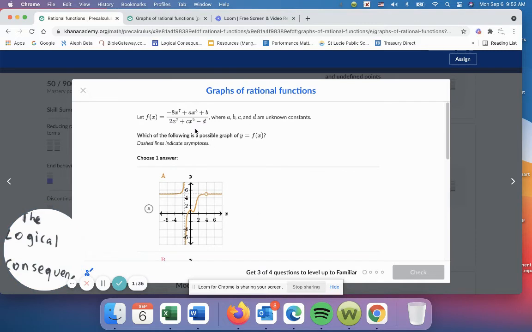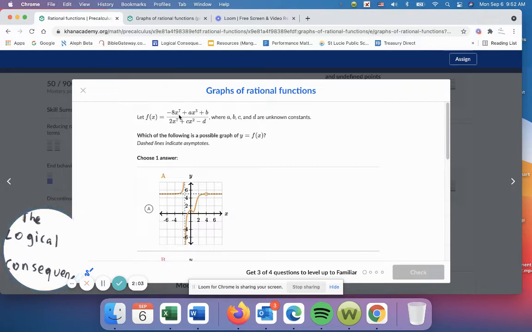So if I look at this, they gave you A, B, C, and D, and you don't know what they are. They're unknowns, and they want you to pick the graph. You may say, how in the world would I know that? Well, this is designed to help you focus on the horizontal asymptote. That's the whole point. So I'm only going to look at my leading coefficients.